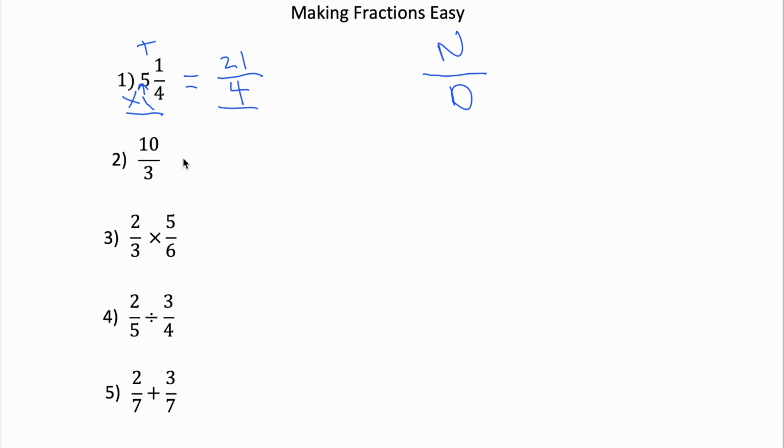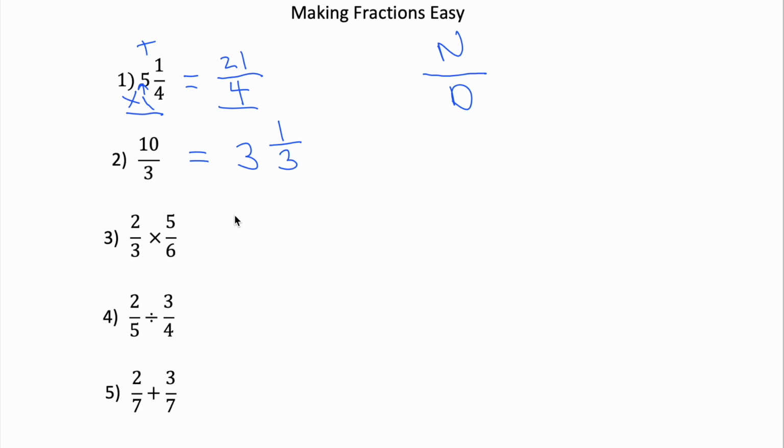Another operation you may run into is converting an improper fraction back to a mixed number. So what we do is we see how many times 3 goes into 10, and it goes into it 3 times. 3 times 3 is 9, and there's a remainder of 1. So we take that remainder and we put it over 3. And that's converting an improper fraction to a mixed number.